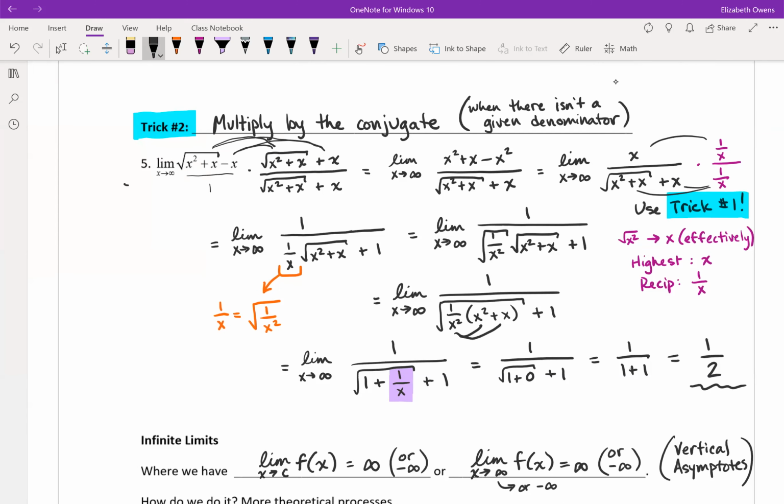But here, back in example 5, that was also a limit approaching infinity. Okay, x approaches infinity, and we did end up with a constant value of 1/2 for our answer. So y equals 1/2 would be a horizontal asymptote of this function that we were looking at back here.